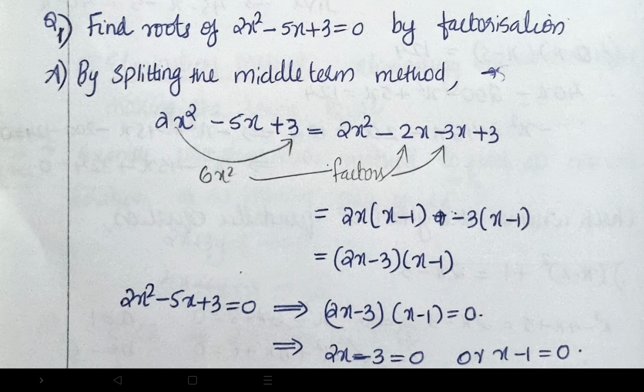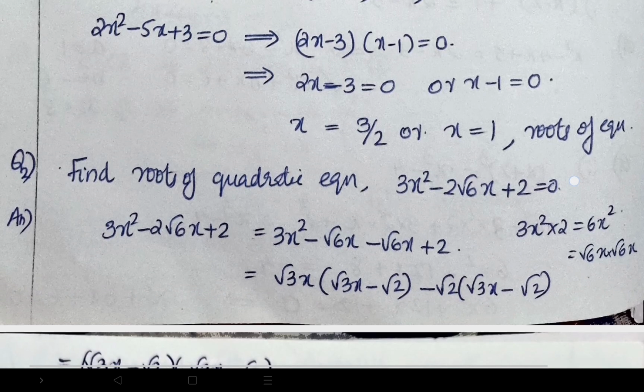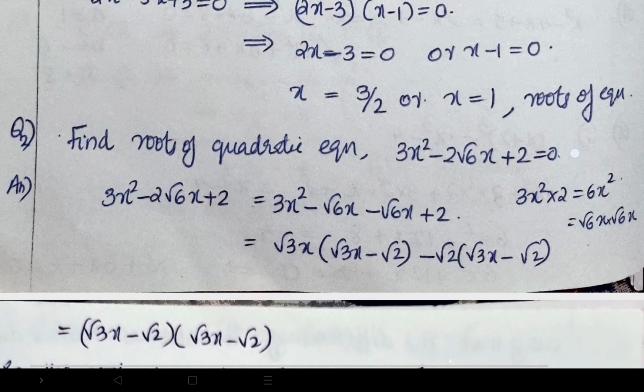Then you can take 2x outside from 2x square minus 2x. 2x into x minus 1 will remain there. Minus 3 can be taken out commonly, then 3 into x minus 1. Then 2x minus 3 can be taken out and x minus 1 will come inside the bracket. By equating the resultant with 0, you are getting 2x square minus 5x plus 3 equal to 0. That means the factors 2x minus 3 into x minus 1 equal to 0. If a into b is equal to 0, that implies either a equal to 0 or b equal to 0. Hence, in this case, you can say 2x minus 3 equal to 0 or x minus 1 equal to 0.